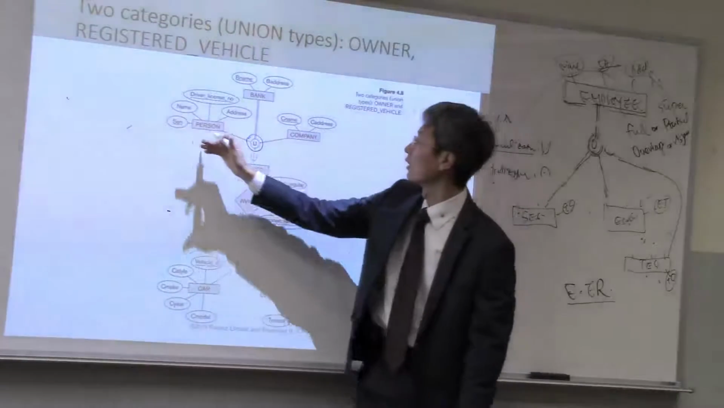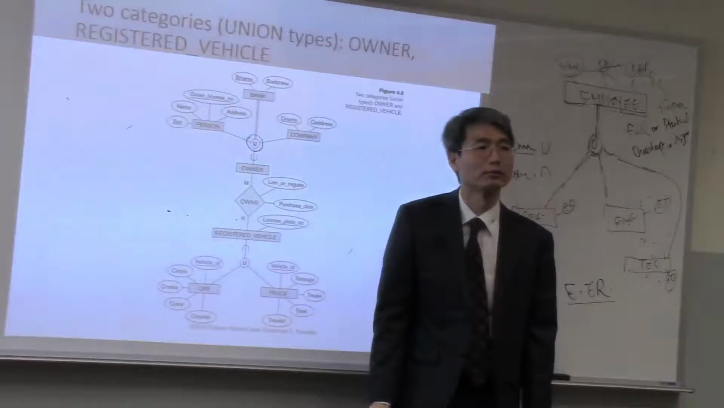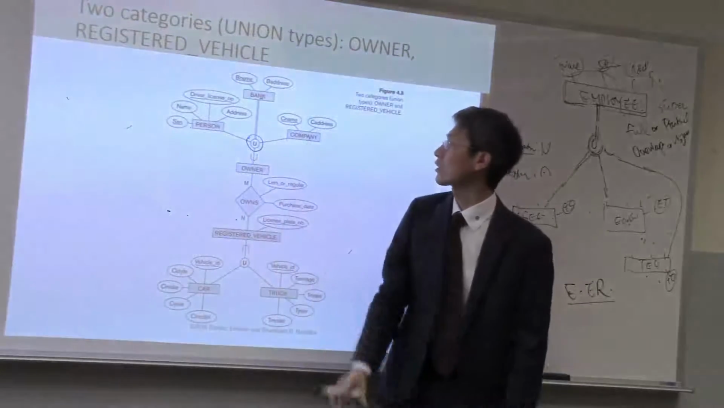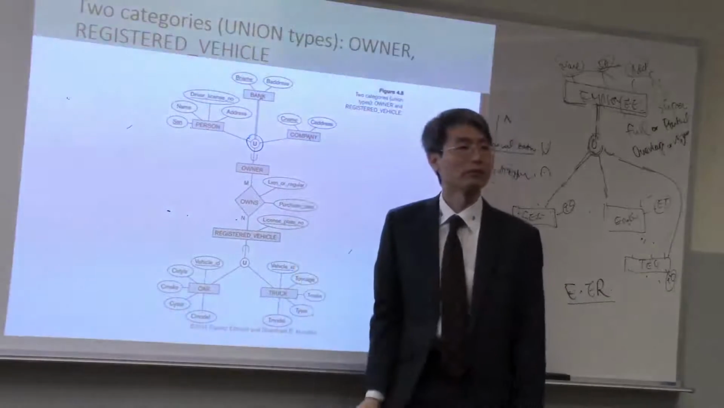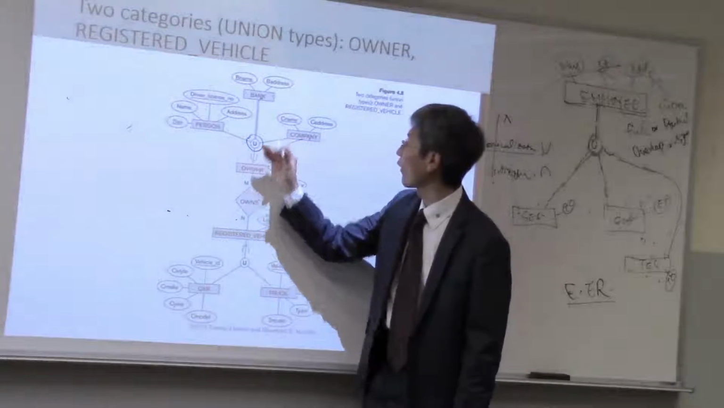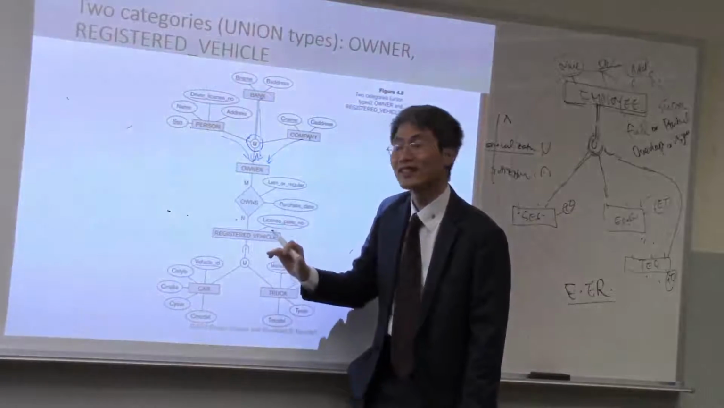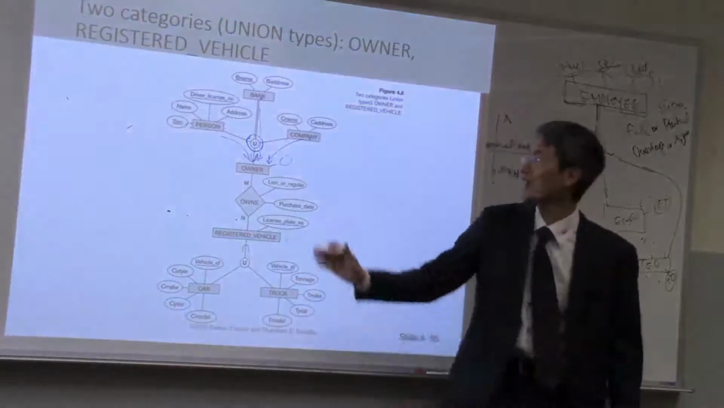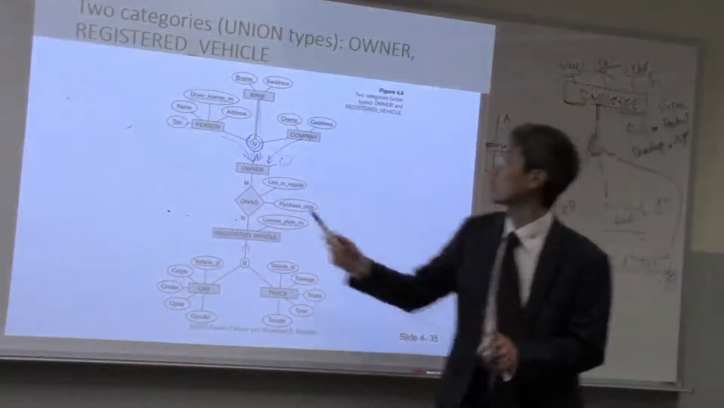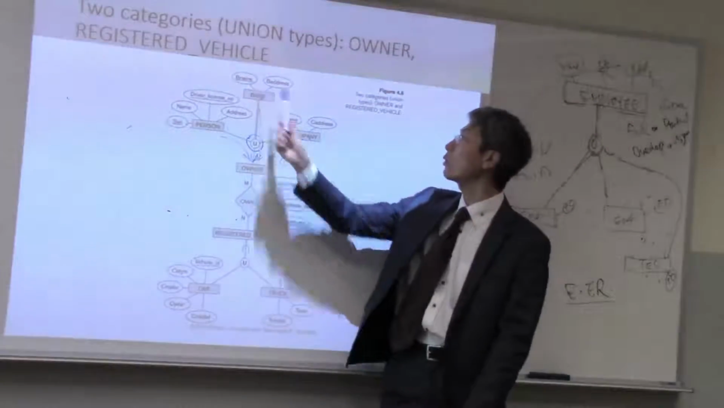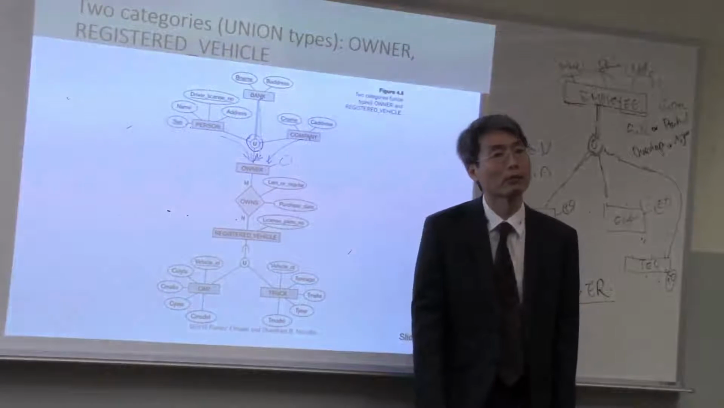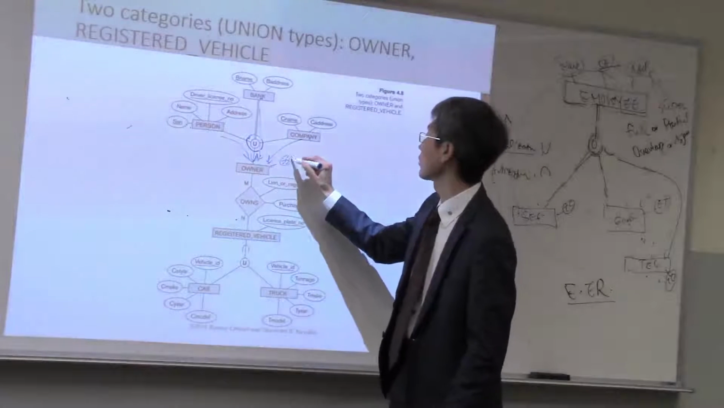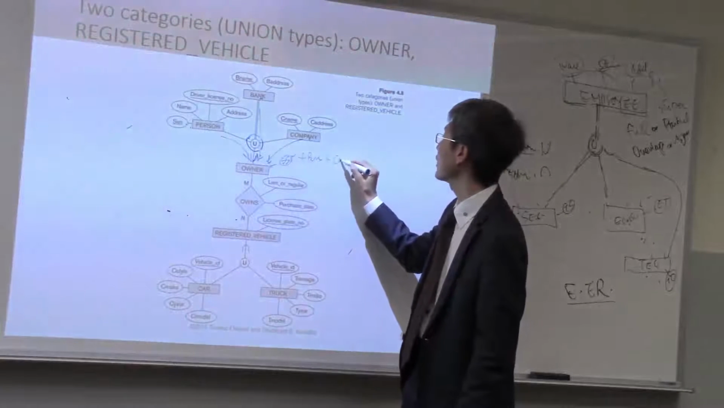The problem is, for person, what is the key attribute? SSN. For the bank, what is the key attribute? The bank name. For the company, it's the company name. So we inherit all of this to the subclass. Then how many keys? Social security number, bank name, and company name. Which one will be the key of owner? We cannot use only the social security number, right? We cannot use only the bank name. We cannot use only the company name. Instead, we need to combine all together: social security number plus the bank name plus the company name.